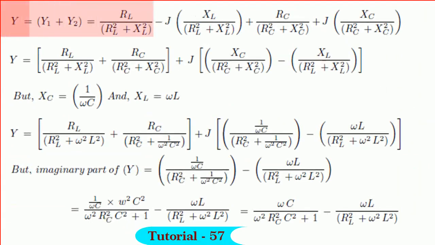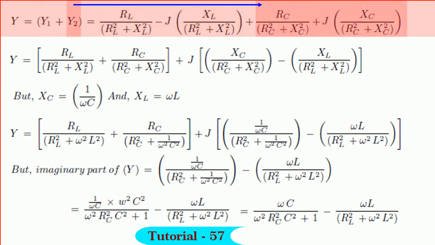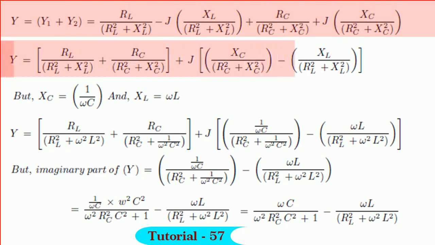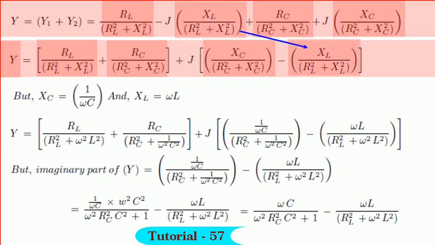Friends, we know that Y is equal to Y1 plus Y2. By substituting for Y1 and Y2 and separating real and imaginary part, we get Y is equal to RL divided by RL square plus XL square plus RC divided by RC square plus XC square plus j into bracket XC divided by RC square plus XC square minus XL divided by RL square plus XL square.